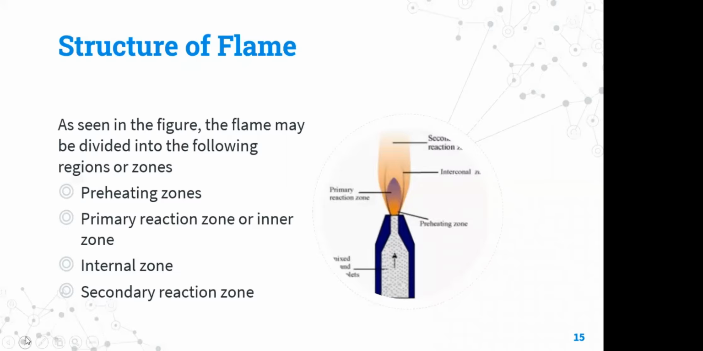The structure of flames. As seen in the figure, the flame may be divided into the following zones: the preheating zone, the zone closest to the wick. The primary zone or inner zone, the middle part of the flame and the biggest part of the flame. The internal or secondary reaction zone, the outermost part of the flame and the hottest part of the flame.